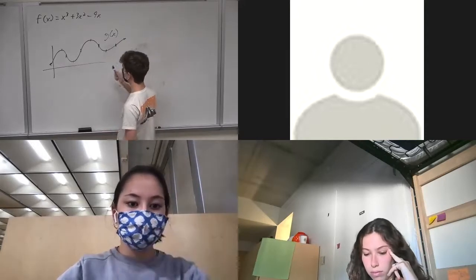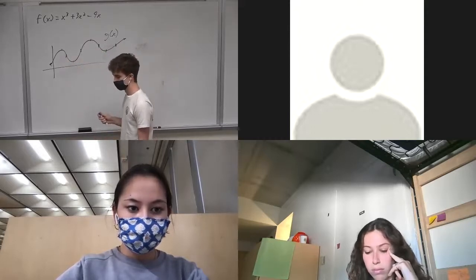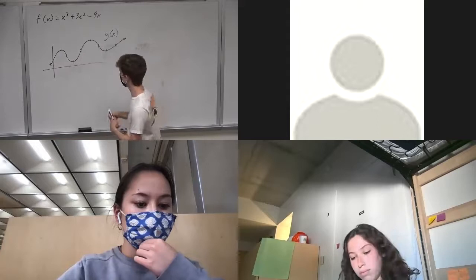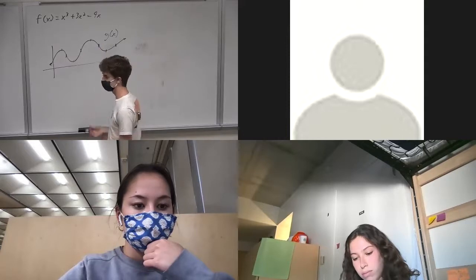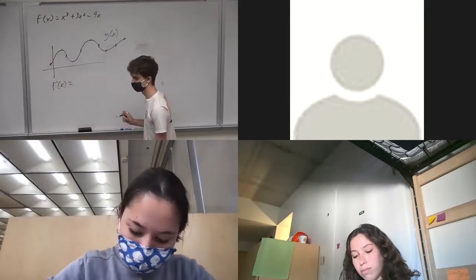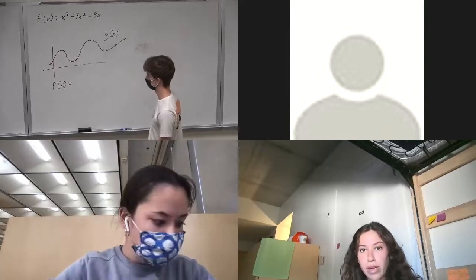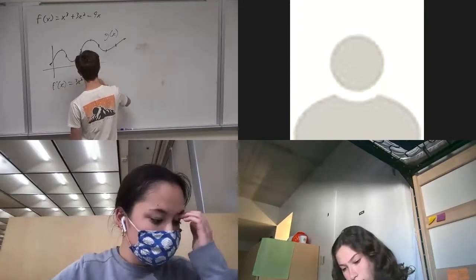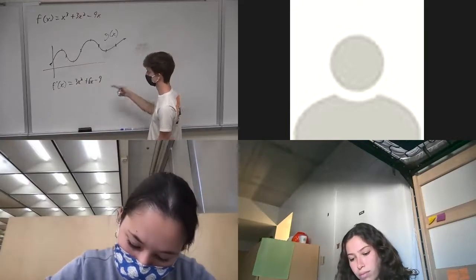So how could you go about finding where these local minimums and maximums are? Set the derivative equal to 0. Yeah, exactly. So let's just do that. So f prime of x, what do we got here? Three x squared plus 6x minus 9. Great. Okay. So we need to set this equal to 0.